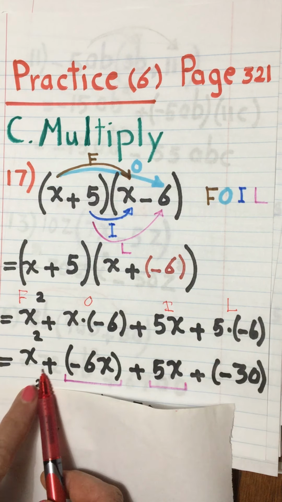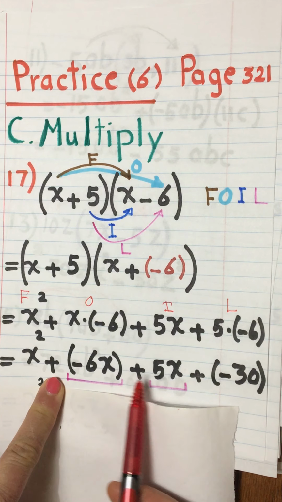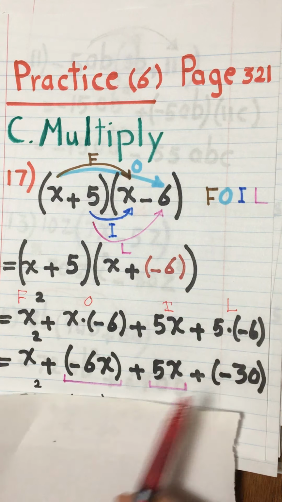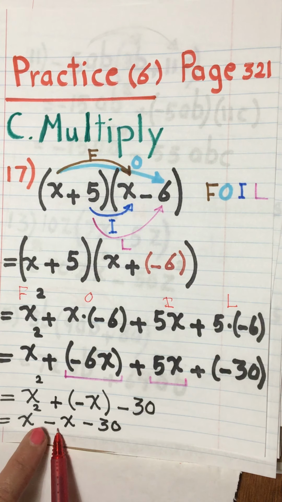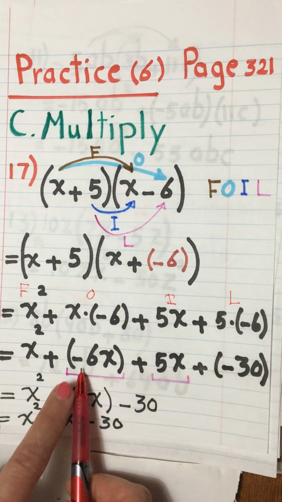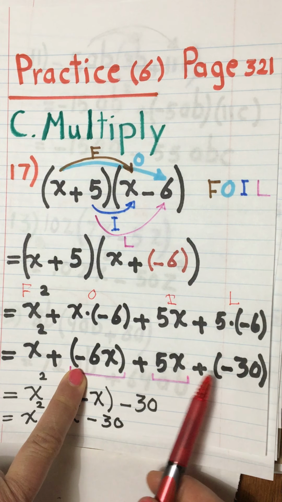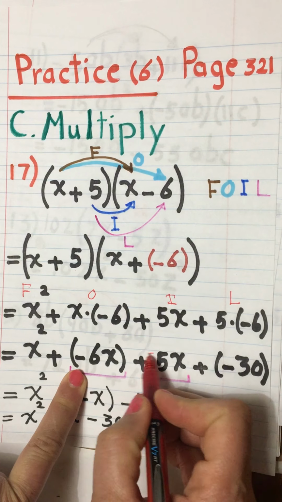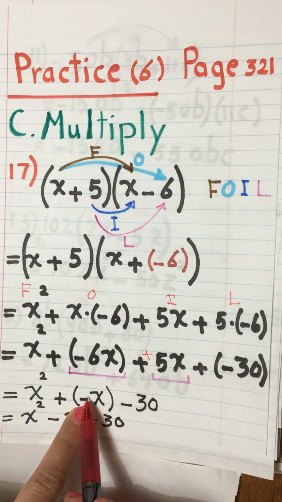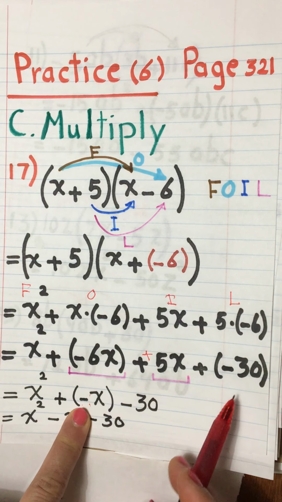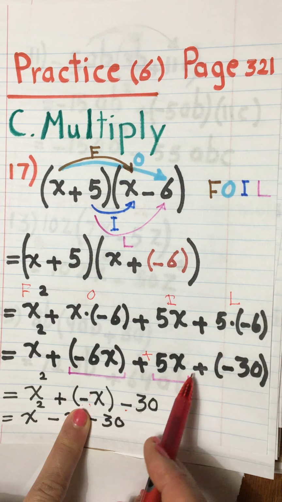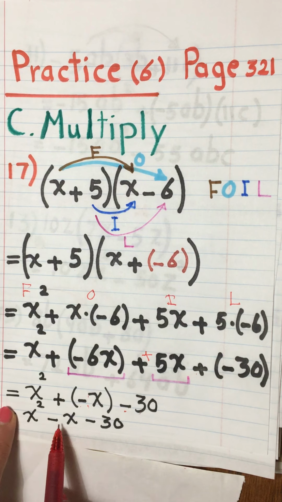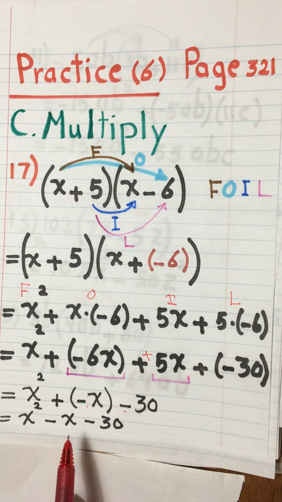So the answer is x squared plus negative 6x plus 5x plus minus 30. And then it's x squared minus x. So negative 6x and positive 5x, it's negative x or 1x. And negative 30 or minus 30, because positive times negative is negative. So the answer is x squared minus x minus 30. This is the final answer.